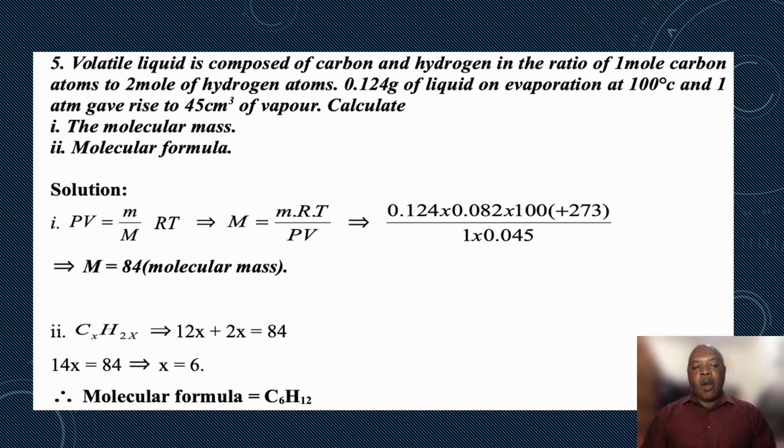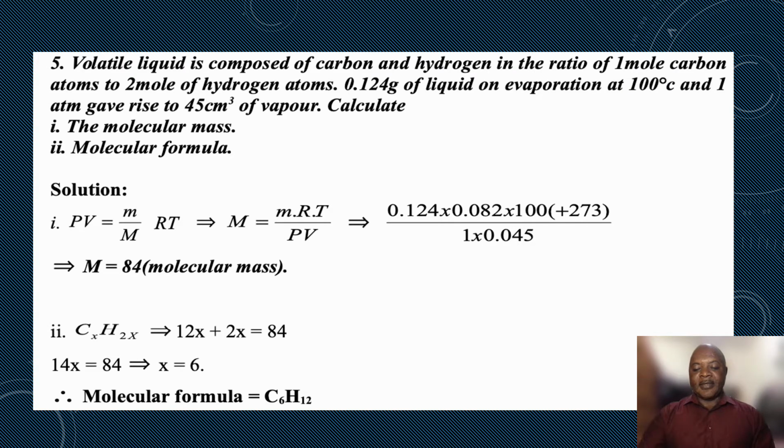So now, carbon has atomic mass of 12. That is 12 times X, which is 12X. Then hydrogen has 1. 1 times 2 is 2. 2 times X is 2X. Equals to 84. Now it will be 14X equals 84, so the value of X will be 6. Now we substitute the value of X into CXH2X. We now have C6H6 times 2, H12, hexane. That will be the molecular formula of our compound, just like that.